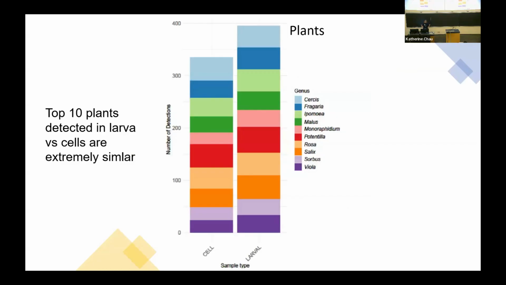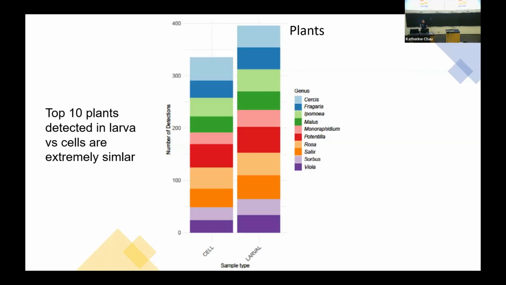So to kind of build on that, here's a bar graph showing the top 10 plants detected in larvae and cells. And as you can see, they're extremely similar. So not only are we picking up the same genera, the same top 10, they're all the same. And then they're also roughly the same proportions. Yes, we do have more detections within the larval samples, but the proportions of the samples themselves, we're getting the same thing. So it makes for a very satisfying, colorful graph.